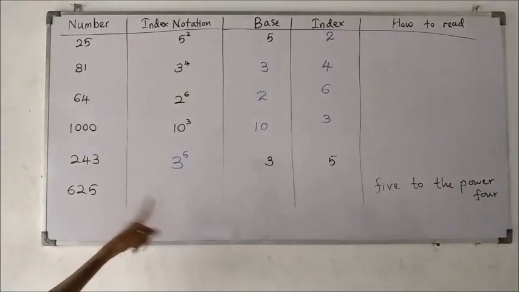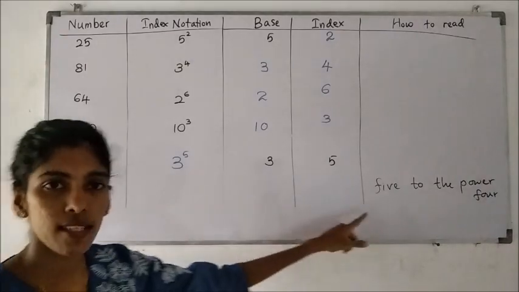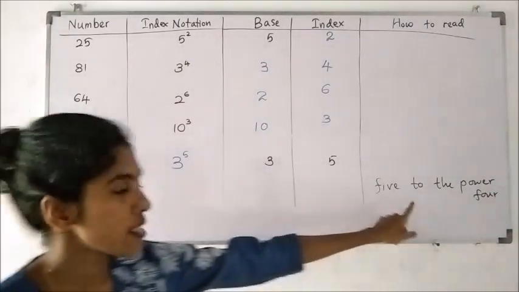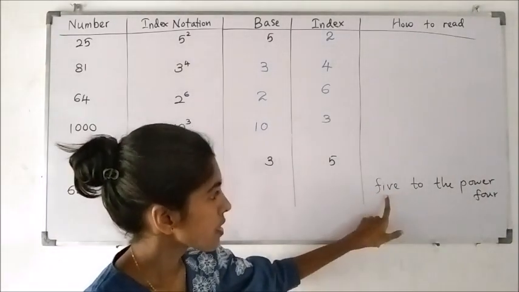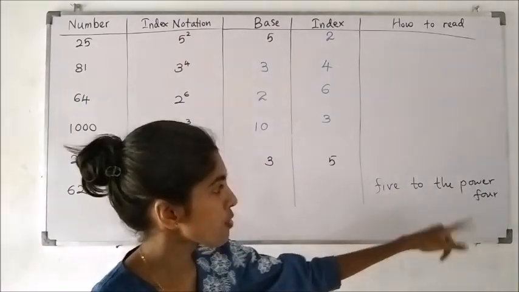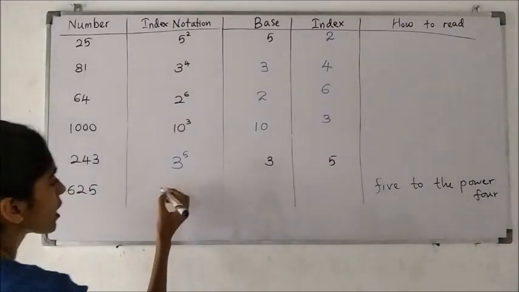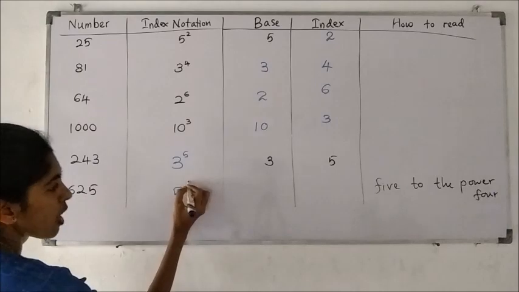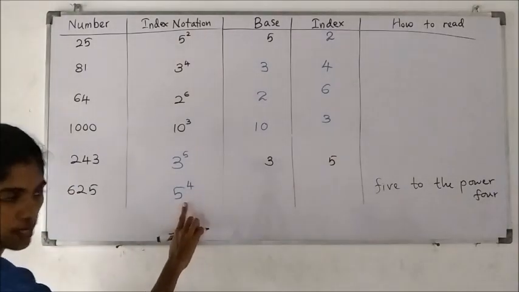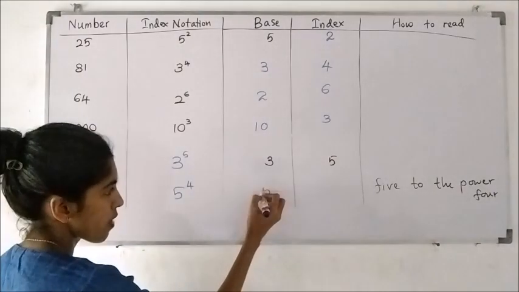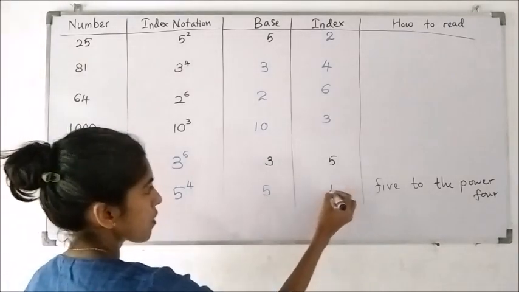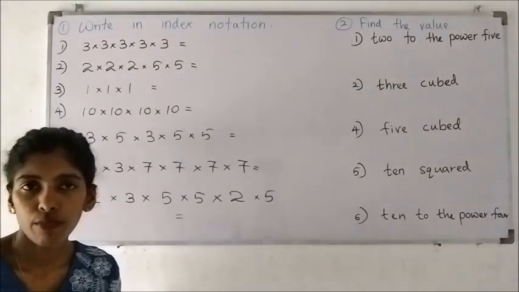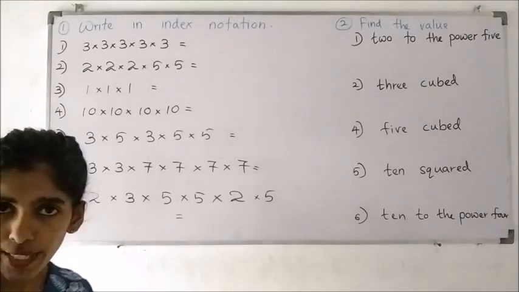Next, index notation, base, index, nothing is given but this. How to read it? 5 to the power 4. Then we know that 5 to the power 4 is written like this. So the base is 5, the index is 4. Now children, we will go to some example questions.